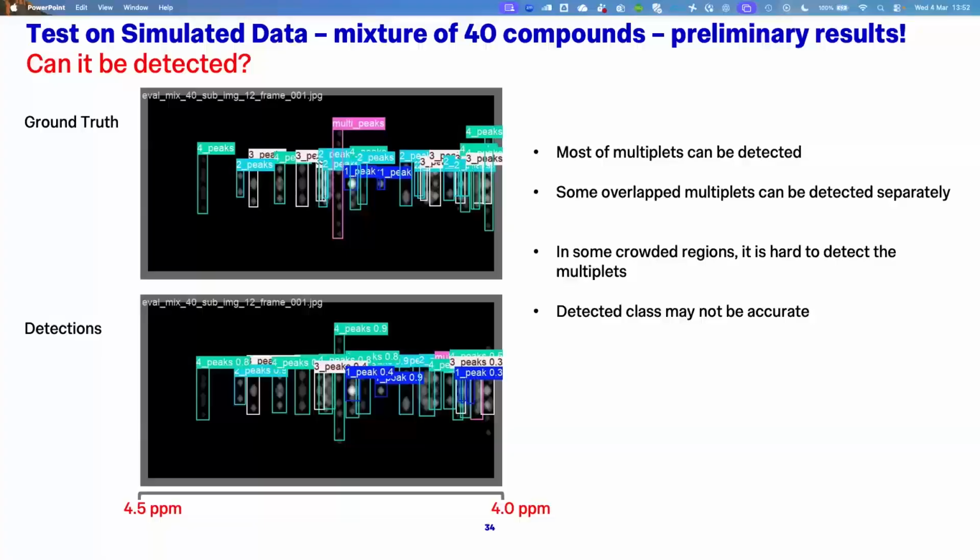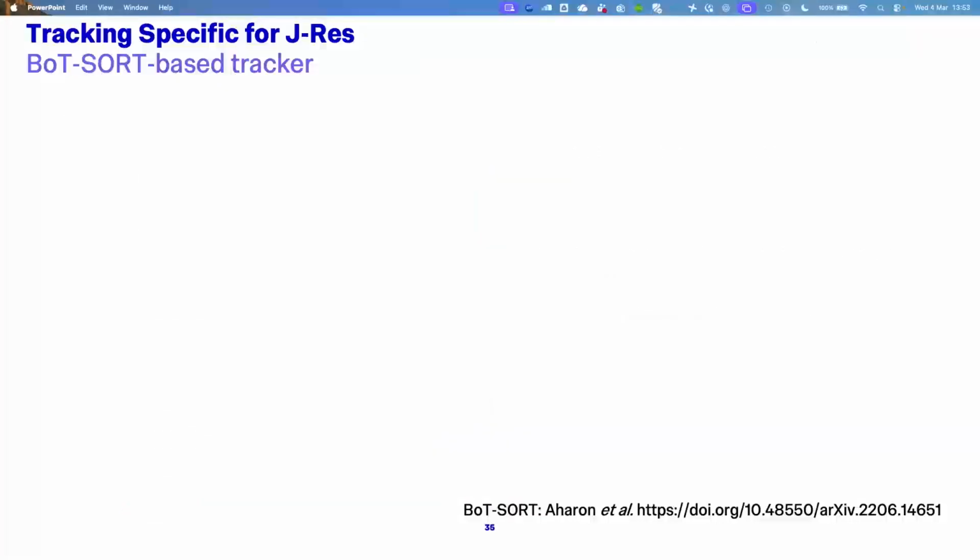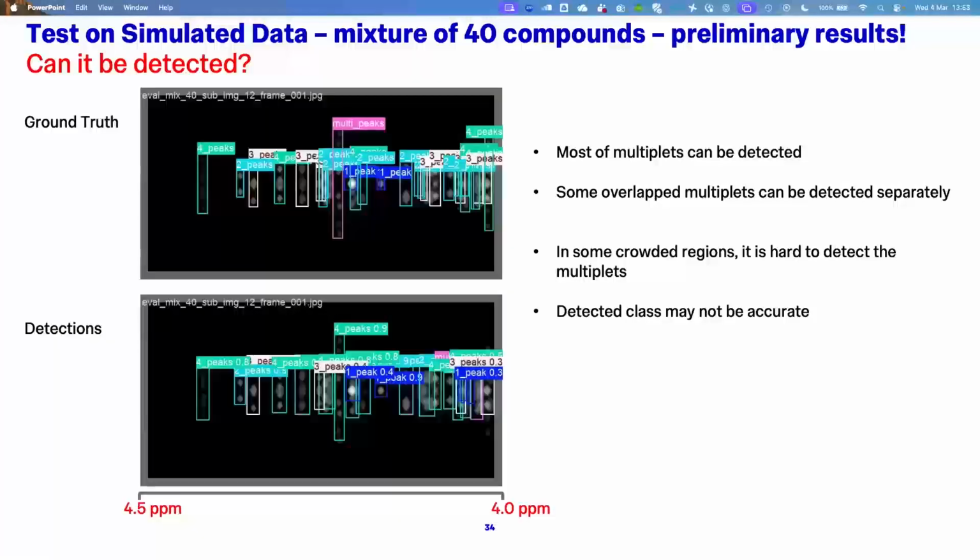Now, there are some overlapping areas, very crowded regions where we're still detecting separate peaks, but it's not perfect. Sometimes we miss a peak because the detector thinks that two peaks are actually part of one because they're quite overlapped. And also we may not get the exact peak class correct. So where we think it should be a 3-peak multiplet, it may say it's a 5-peak multiplet or something like that. For our applications, although that is interesting, it's not the primary concern because our primary concern is to track the peaks.